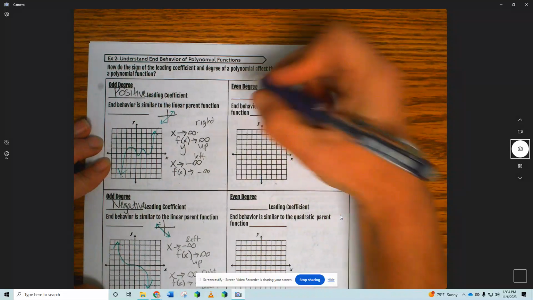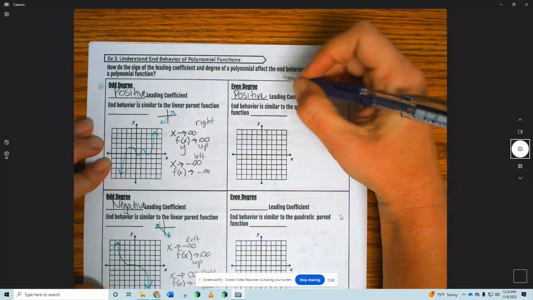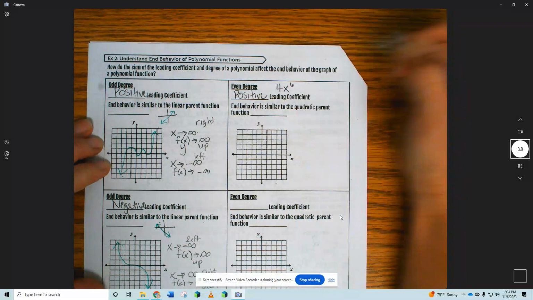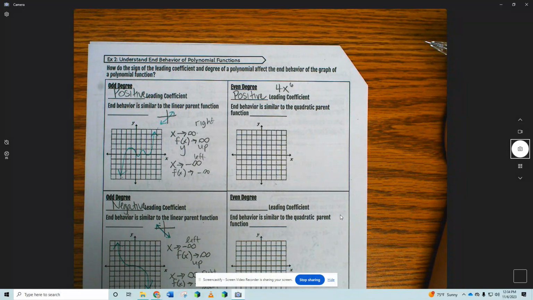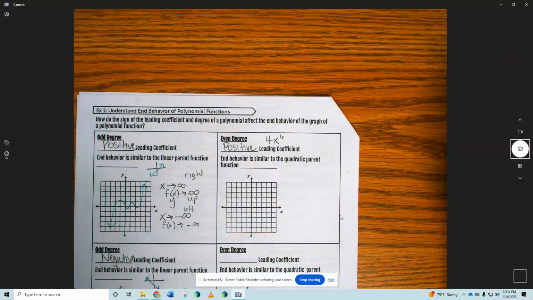Even. Let's go even positive. That would be like positive 4x to the 6th. Like a positive number as my leading coefficient and an even exponent. It's going to look like this.